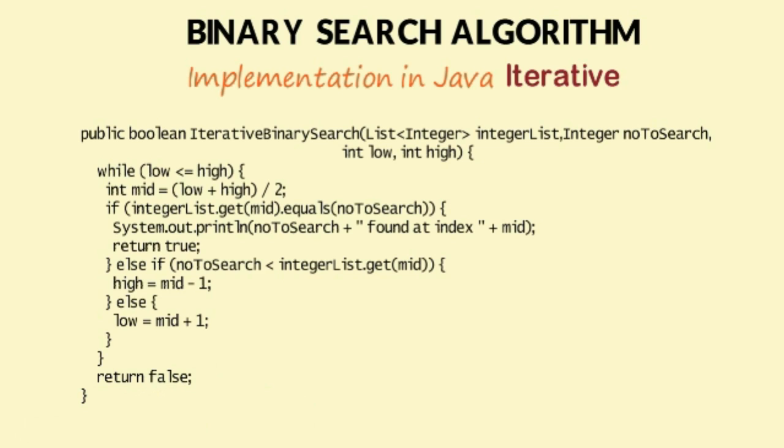And if low becomes greater than high without the number being found, then the loop is exited and false is returned. The determination of the number being in the list or not, or binary search algorithm to end with a true or a false, depends on either the number being found at a mid position or low exceeds high without the number being found. Let us now move to see the same implementation done in a recursive way.